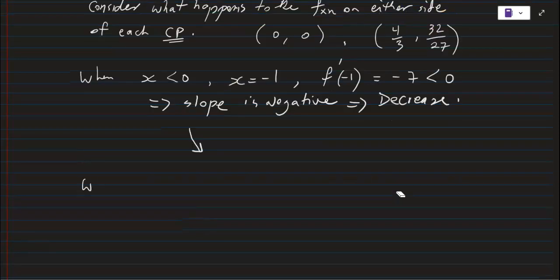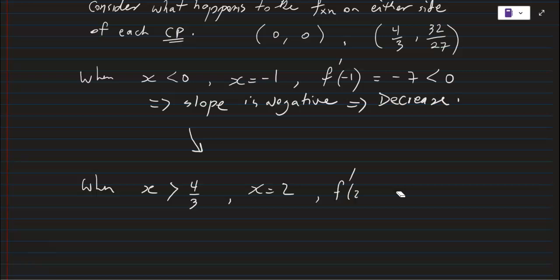What happens when x is greater than 4/3? Okay, so let's suppose that x is just a simple value 2. Well, the derivative when x is 2 is negative as well. So it would be 8 minus 12. That would be less than 0 because it's -4. So we know that the slope is negative.